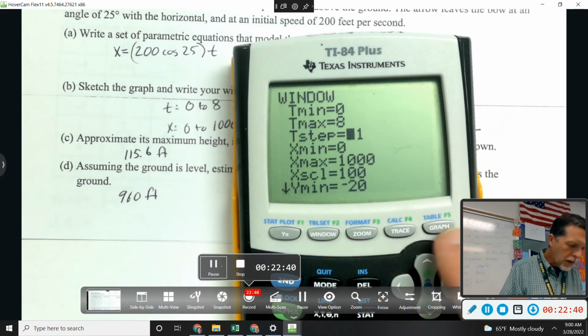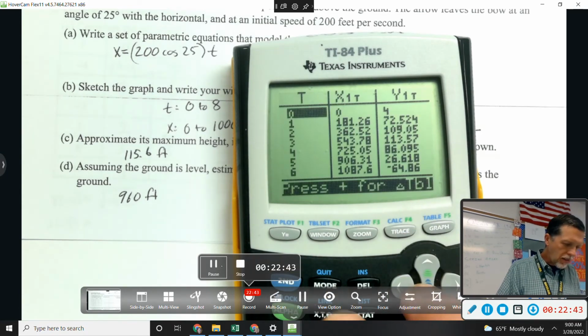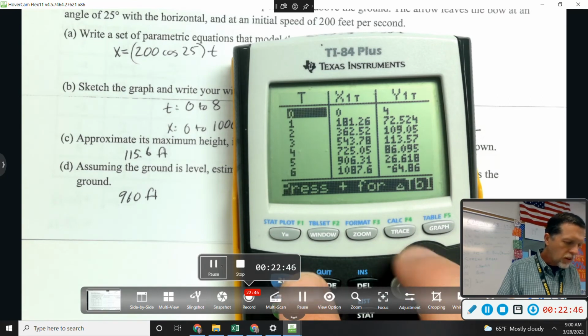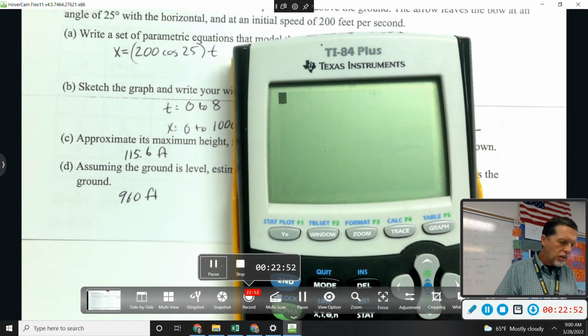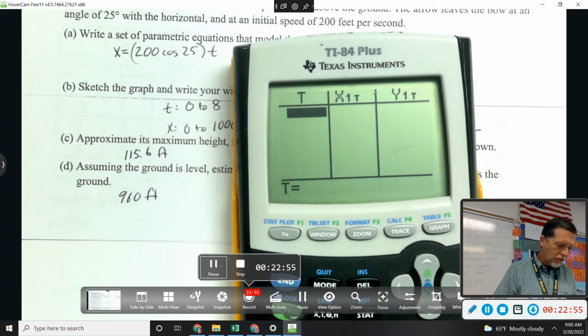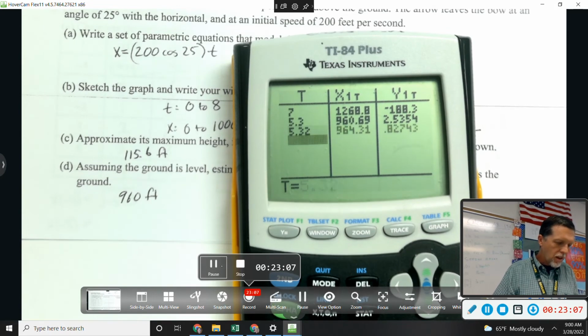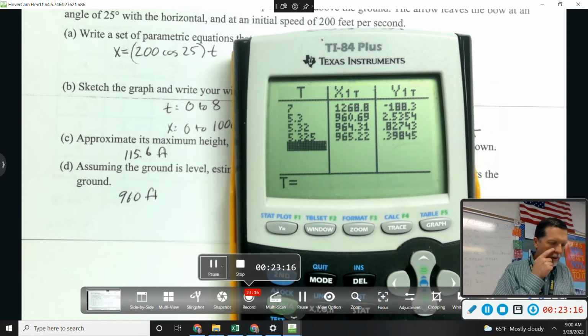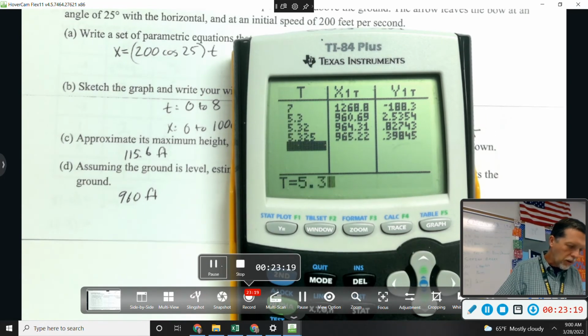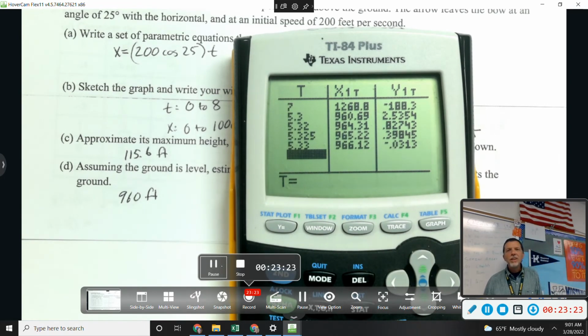You could go to table, and then table set, and you could do ask for your independent variable. So I could try. Oh, but I would need to know what that time was. It's 5.3. So I could play around and say, well, I need to be a little bit more than 5.3. Ask independent or ask dependent? Ask independent. 5.3 to 5. So you could play with it if you really wanted to get it. 5.33. That's pretty close. So you could play with it on the table.